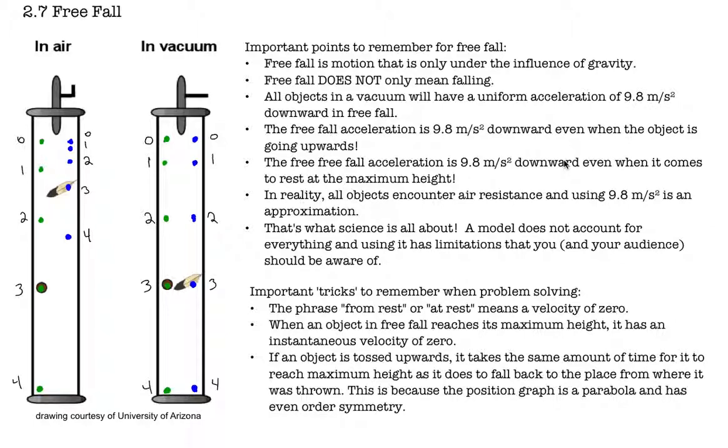So an object in free fall means that the object is only under the influence of gravity. It doesn't literally mean the object has to be falling. An object in free fall can be an object that you threw up into the air, and its motion upwards and then back downwards is all called free fall motion. But the acceleration of every object in free fall is 9.8 meters per second squared downwards.